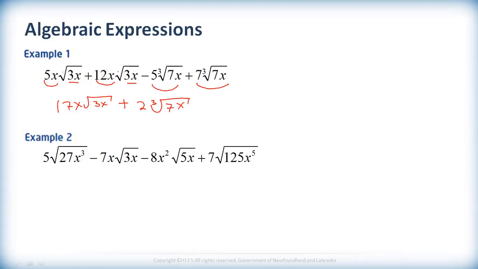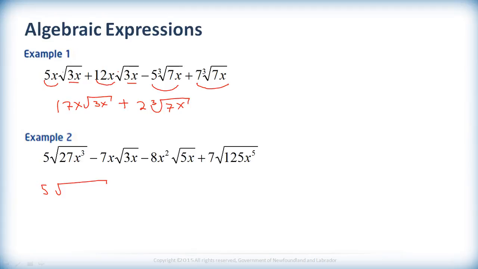Okay. Now in the next one, this is where it gets a little bit mucky. We've got to deal with a whole bunch of ugly terms here, and we don't know whether we're going to be able to add them together or not at this point. We have to try and simplify them all first. So that first one, we've got a square root of 27x cubed. So let's take the perfect square parts out. 3 times 9 would give us 27.